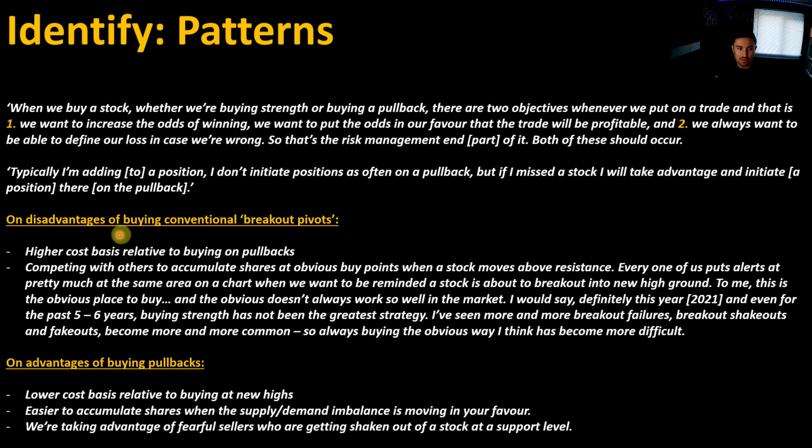One disadvantage of buying conventional breakout pivots: higher cost basis relative to buying on pullbacks, and competing with others to accumulate shares at obvious buy points when a stock moves above resistance. Every one of us puts alerts at pretty much the same area on a chart when we want to be reminded a stock is about to break into new high ground. To me, this is the obvious place to buy, and the obvious doesn't always seem to work so well in the market. I would say definitely this year, he's talking about 2021, and even for the past 5-6 years, buying strength has not been the greatest strategy. I've seen breakout failures, breakout shakeouts, and fakeouts become more and more common. So always buying the obvious way, I think, has become more difficult.